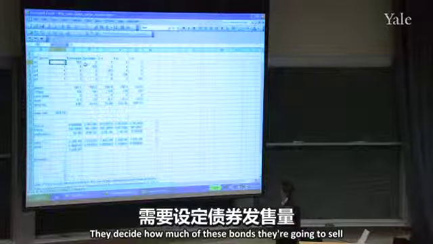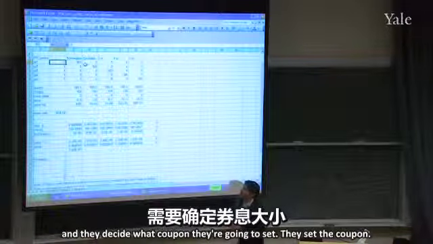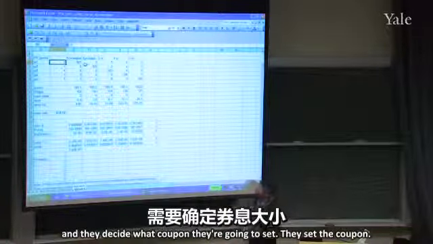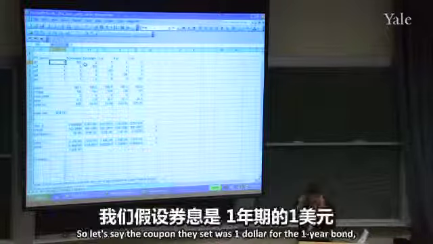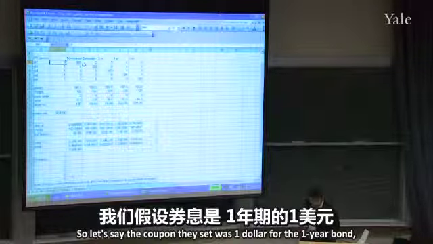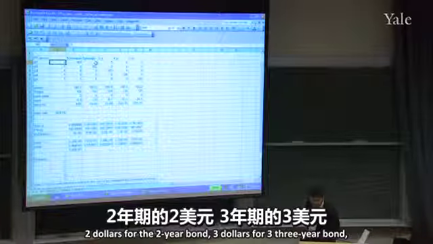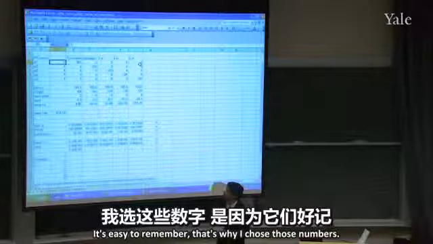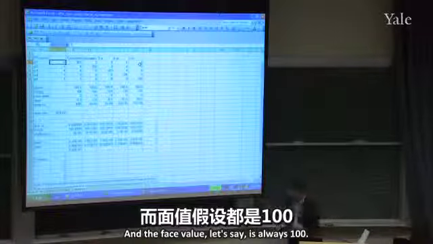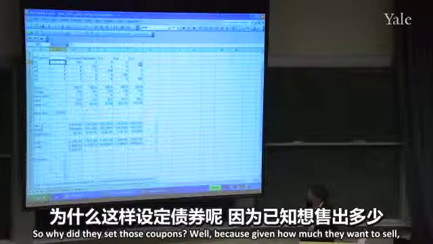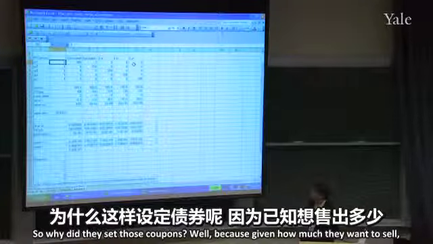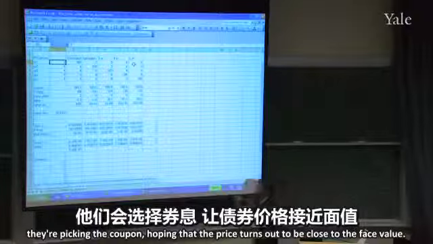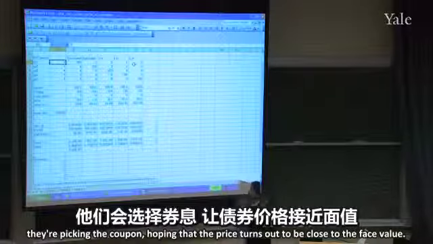The Treasury decides how much of these bonds they're going to sell, and they decide what coupon they're going to set. Let's say the coupon they set was $1 for the 1-year bond, $2 for the 2-year bond, $3 for the 3-year bond, $4 for the 4-year bond, $5 for the 5-year bond. It's easy to remember. That's why I chose those numbers. And the face value, let's say, is always 100. So why did they set those coupons? Because given how much they want to sell, they're picking the coupon hoping that the price turns out to be close to the face value.